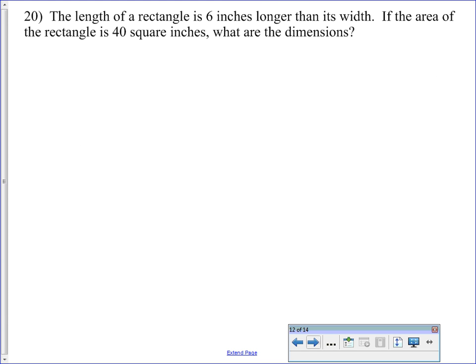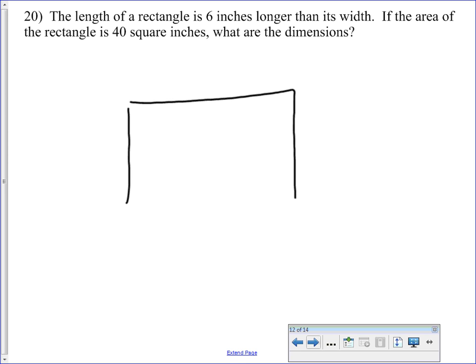The length of a rectangle is 6 inches longer than its width. If the area of the rectangle is 40 square inches, what are the dimensions? Now, at first glance, this problem is like, oh my goodness, there's too much going on. So let's just break it down piece by piece.